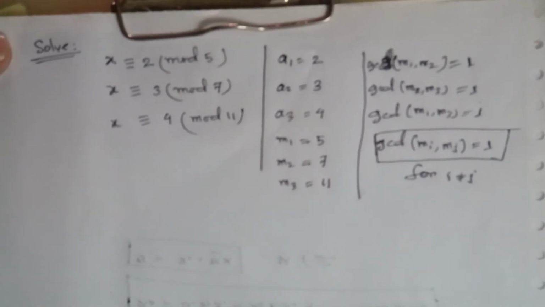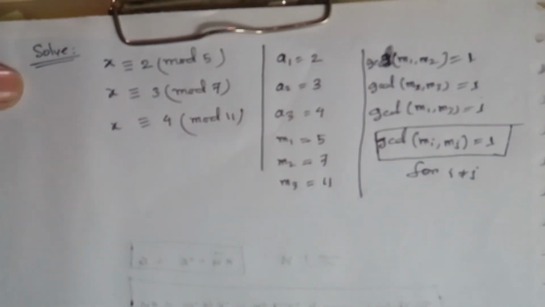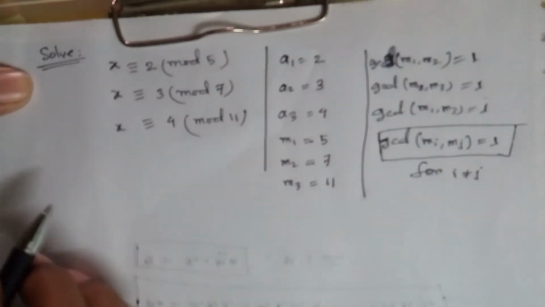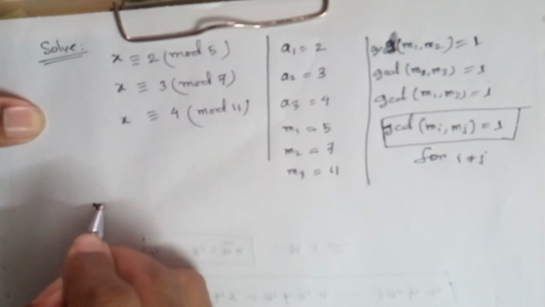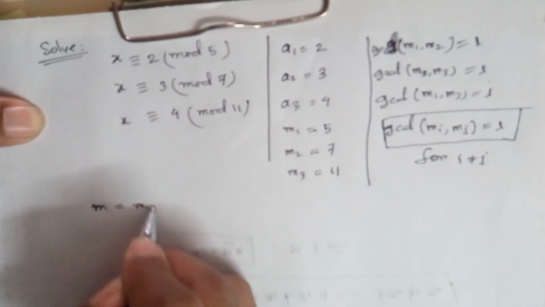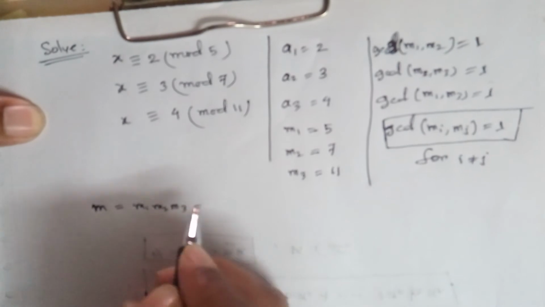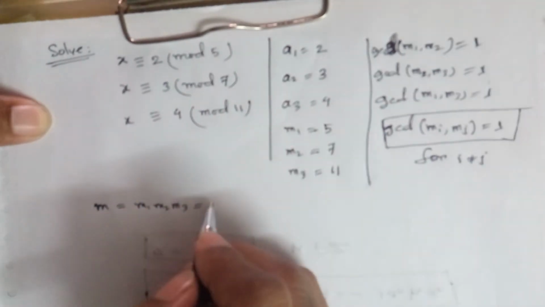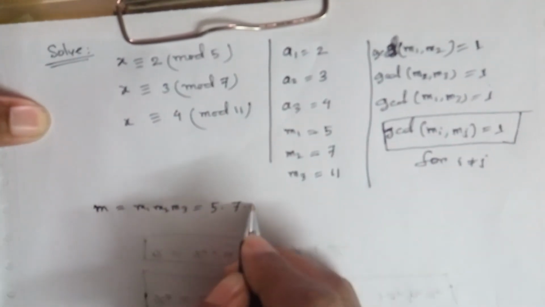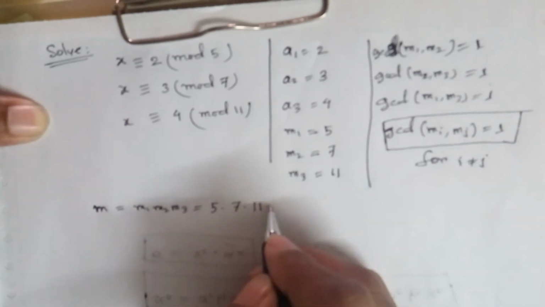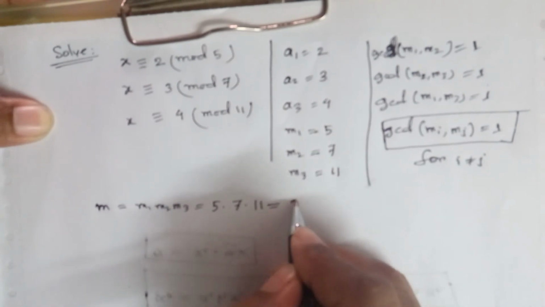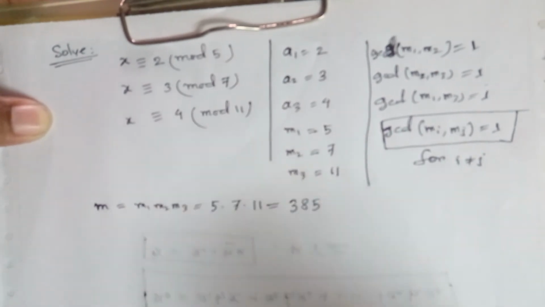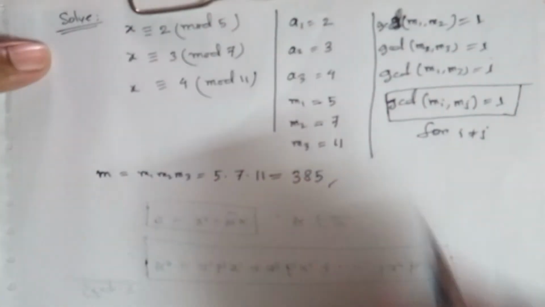Next we consider step 1. Step 1 says that m equal to m1 m2 m3, that is m1 is 5, m2 is 7, m3 is 11. Multiplying these three numbers, we get the value 385. Please verify this number.